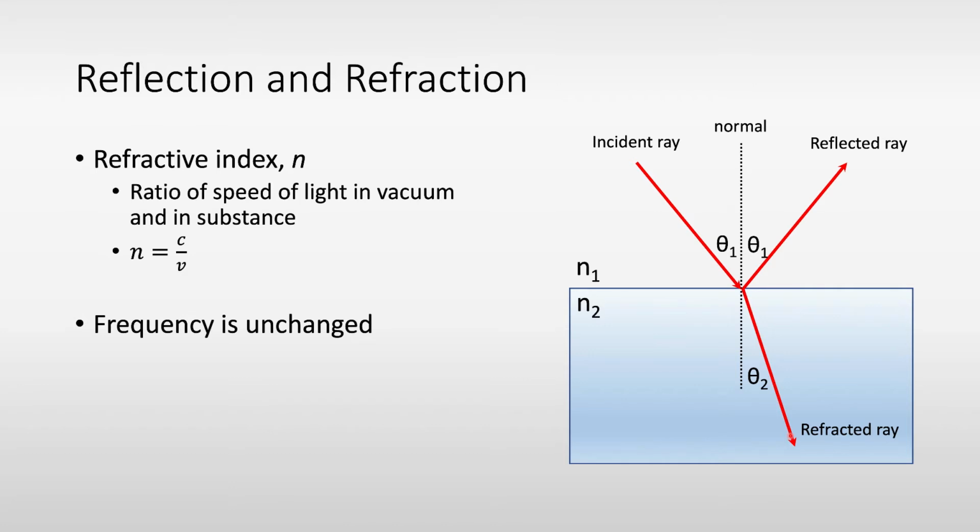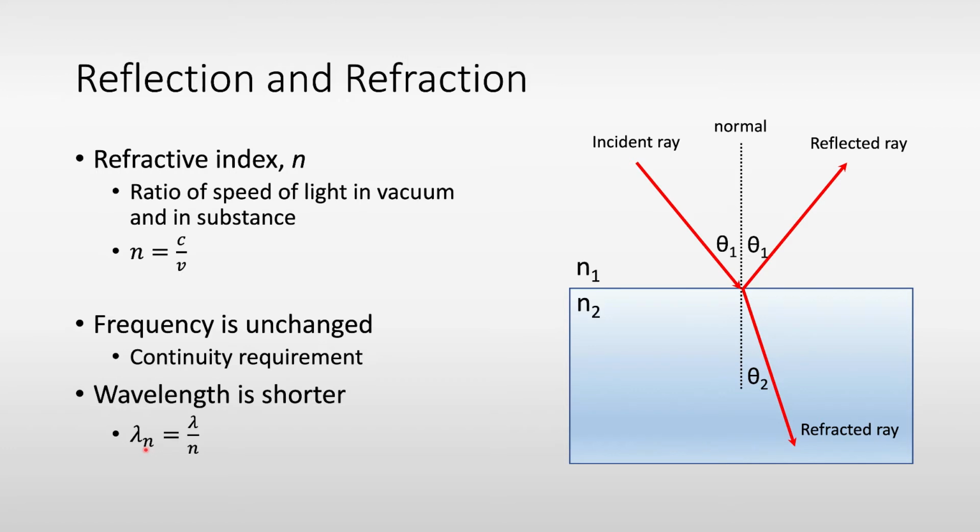The frequency of light is unchanged. Remember, we said that was a continuity requirement. What that means is if the speed has slowed down, that means the wavelength must be shorter to keep that frequency constant. So we can find the wavelength in the new material by dividing the wavelength in a vacuum by the refractive index of the material.